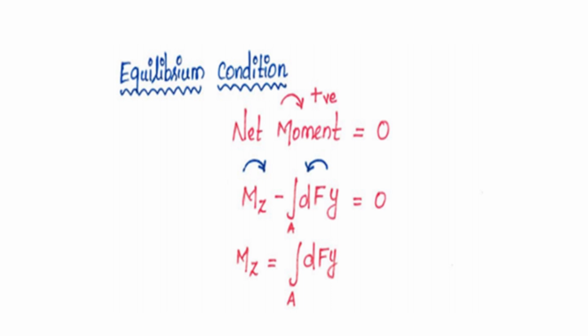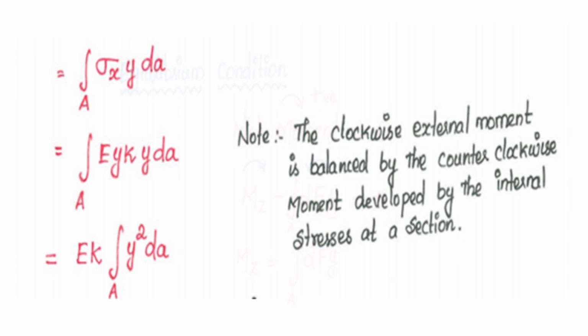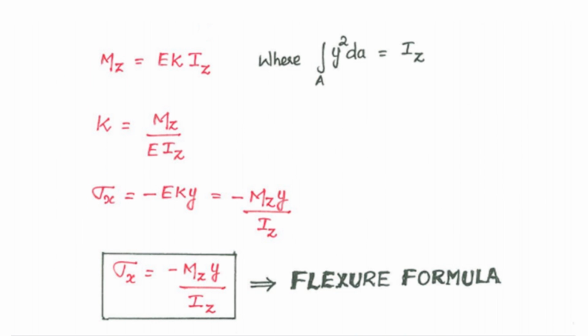So, Mz equal to minus integral dF y. We already know dF equal to sigma x into dA. Once you substitute this, you will get Ek integral y square dA. So, integral y square dA is a very important property called the second moment of inertia. I can write it as I. So, you can write Mz equal to Ek Iz, where integral y square dA equal to Iz, so k equal to Mz by E Iz. But we already know sigma x equal to minus Eky. So, you can reduce this formula and you will finally get sigma x equal to minus Mz y by Iz. This is called the bending formula, also called the flexure formula.